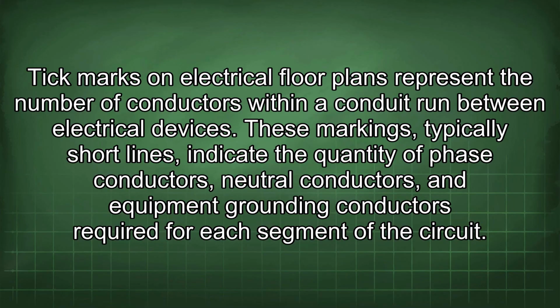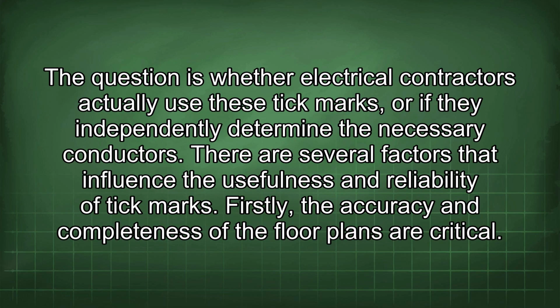Tick marks on electrical floor plans represent the number of conductors within a conduit run between electrical devices. These markings, typically short lines, indicate the quantity of phase conductors, neutral conductors, and equipment grounding conductors required for each segment of the circuit. The question is whether electrical contractors actually use these tick marks, or if they independently determine the necessary conductors. There are several factors that influence the usefulness and reliability of tick marks.